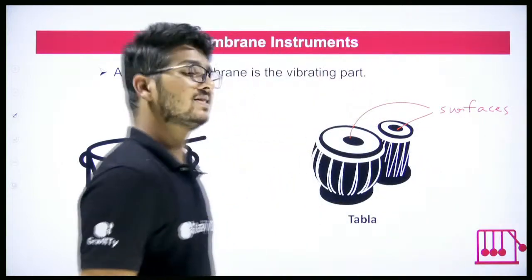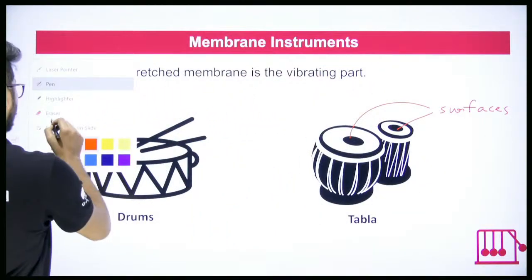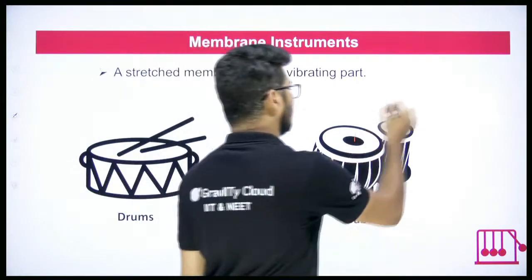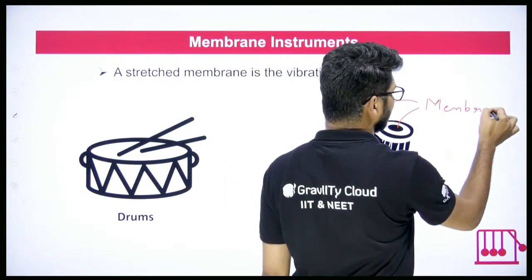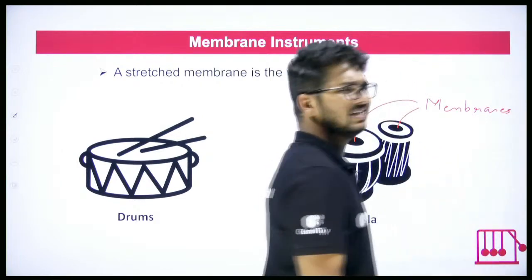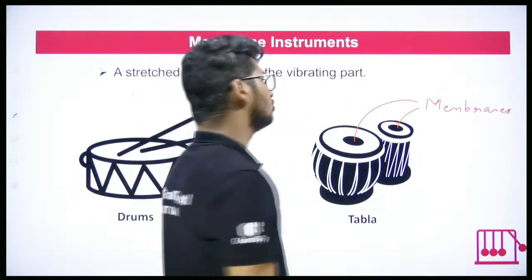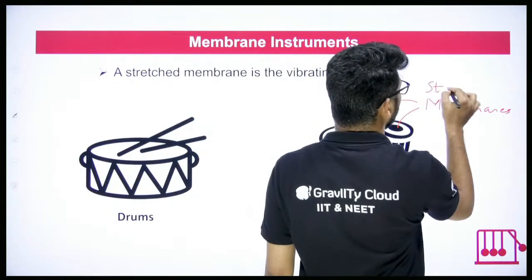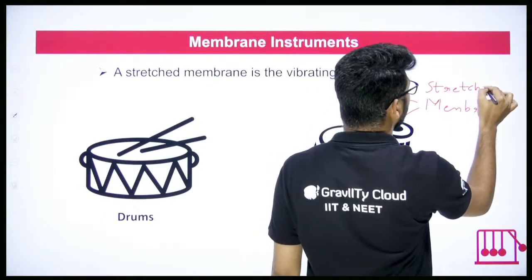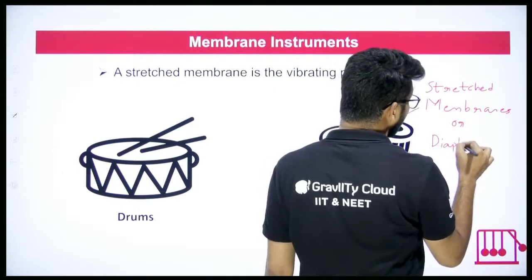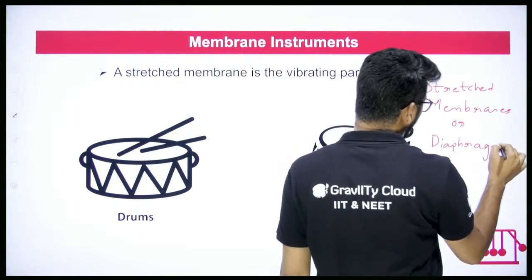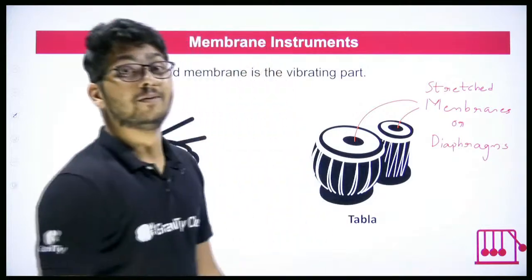Then what are those surfaces called as? Membranes. And even they will not be loose. Will they be loose? No, they will not be loose. They will be stretched. Stretched or tight membranes. Or you can say diaphragms. And they vibrate and produce sound.